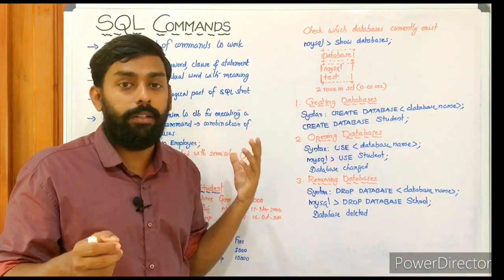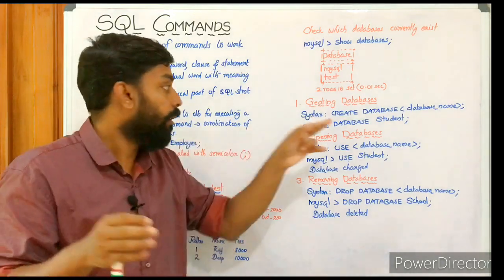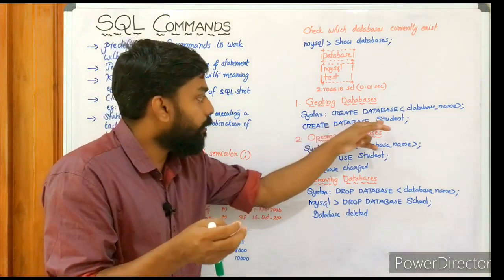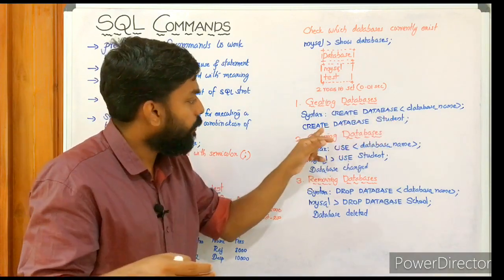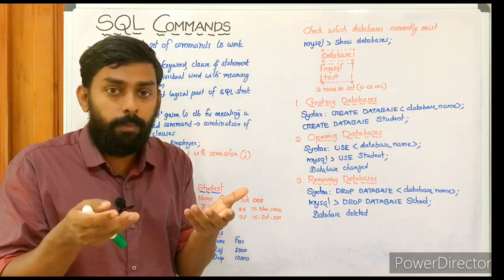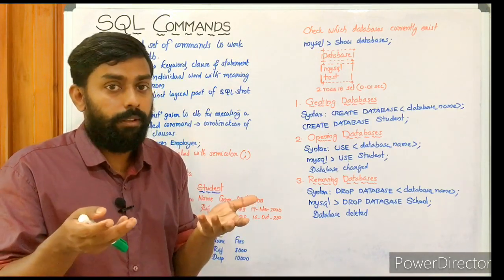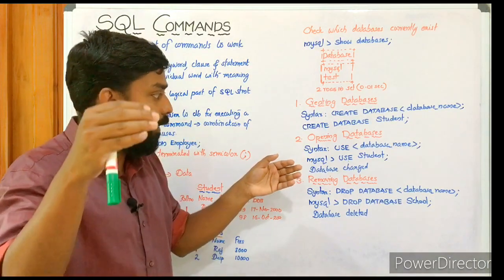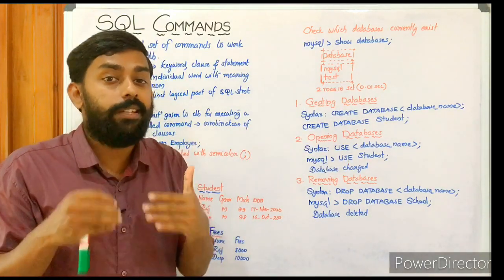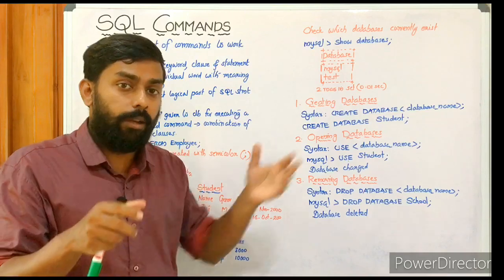After executing this command, create database student, create and database are given in caps. Why? These are keywords. Student is a user defined word, of course. So create database student, semicolon. After executing this, a database named student will be created. Then you can start creating tables, but before that, we are trying to open the already created database student.